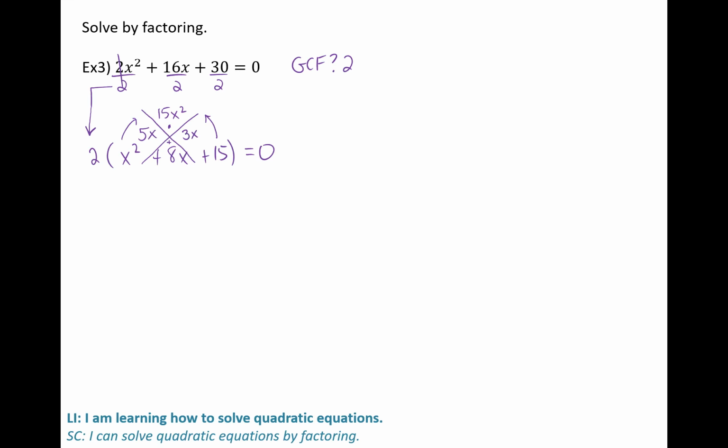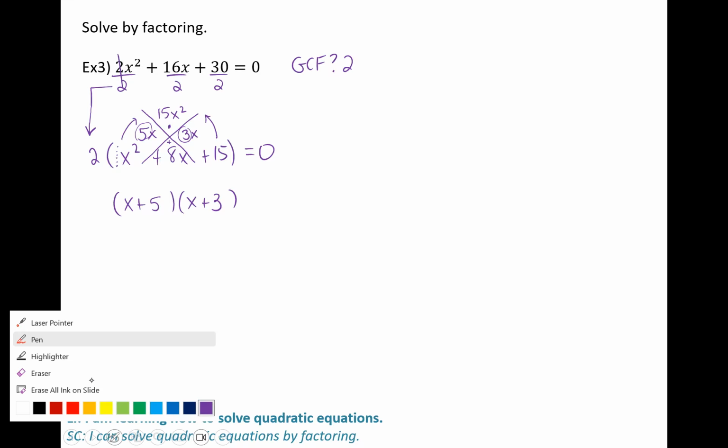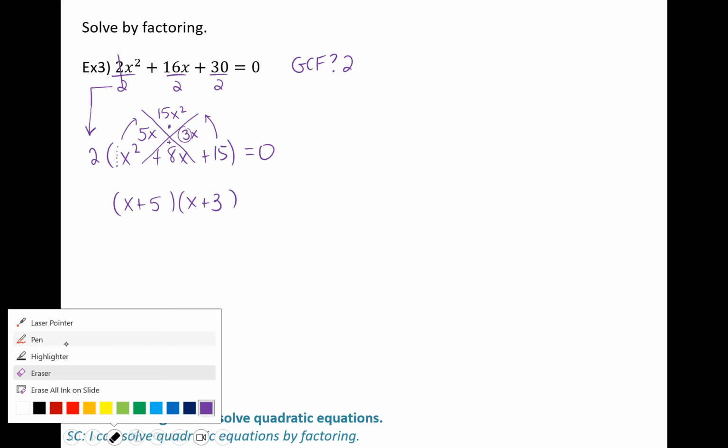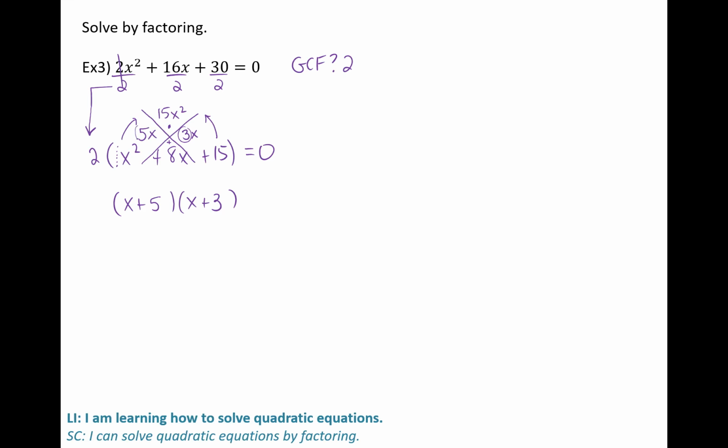And you could at that point do grouping or the box, but I happen to notice that there is a 1 in front of my x squared, which means I can go straight to parentheses. And I use my special numbers here, the 5 and the 3. And I would say x plus 5 and x plus 3. Remember, that's the shortcut that we talked about before. And then we can only do it if there is a 1 in front.